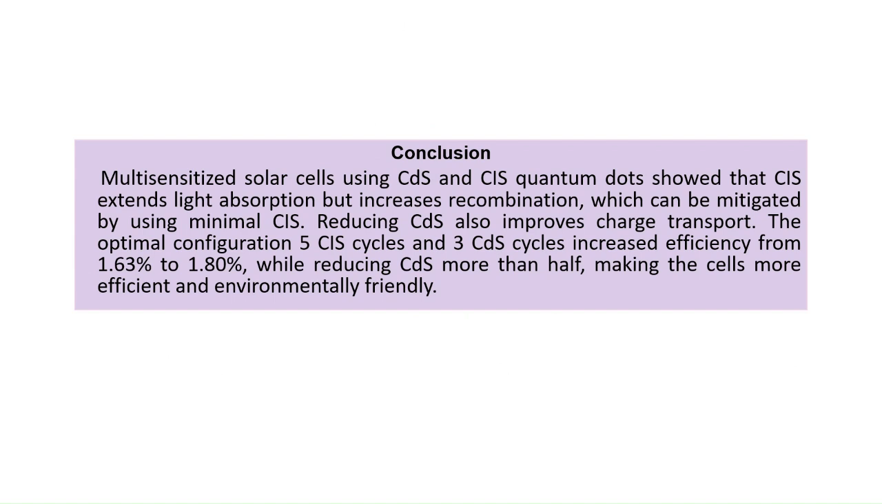Conclusion. As a conclusion, multi-sensitized solar cells using CdS and CIS quantum dots showed that CIS extends light absorption but increases recombination, which can be mitigated by using minimal CIS. Reducing CdS also improves charge transport. The optimal configuration, 5 CIS cycles and 3 CdS cycles, increased efficiency from 1.63% to 1.80%, while reducing CdS by more than half, making the cells more efficient and environmentally friendly.